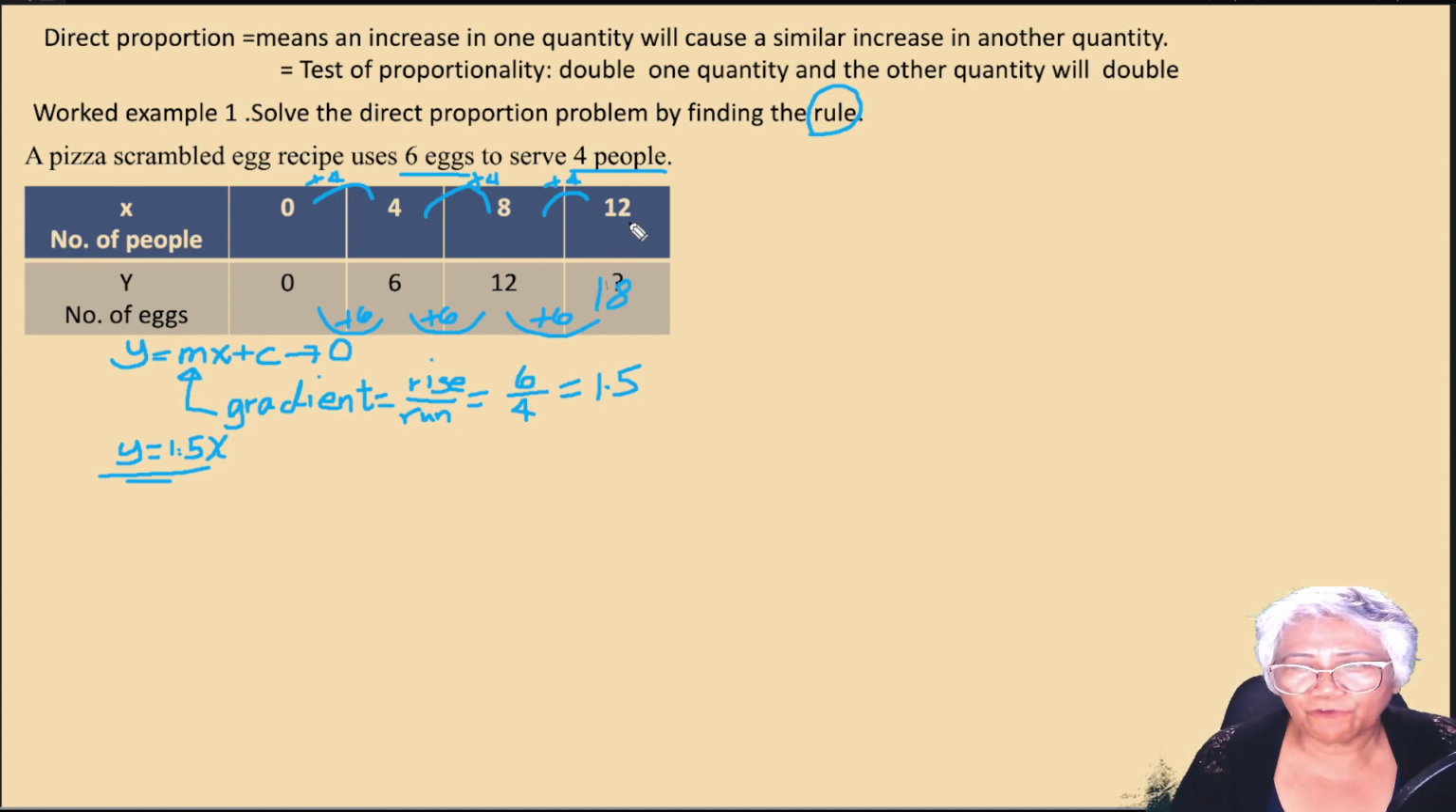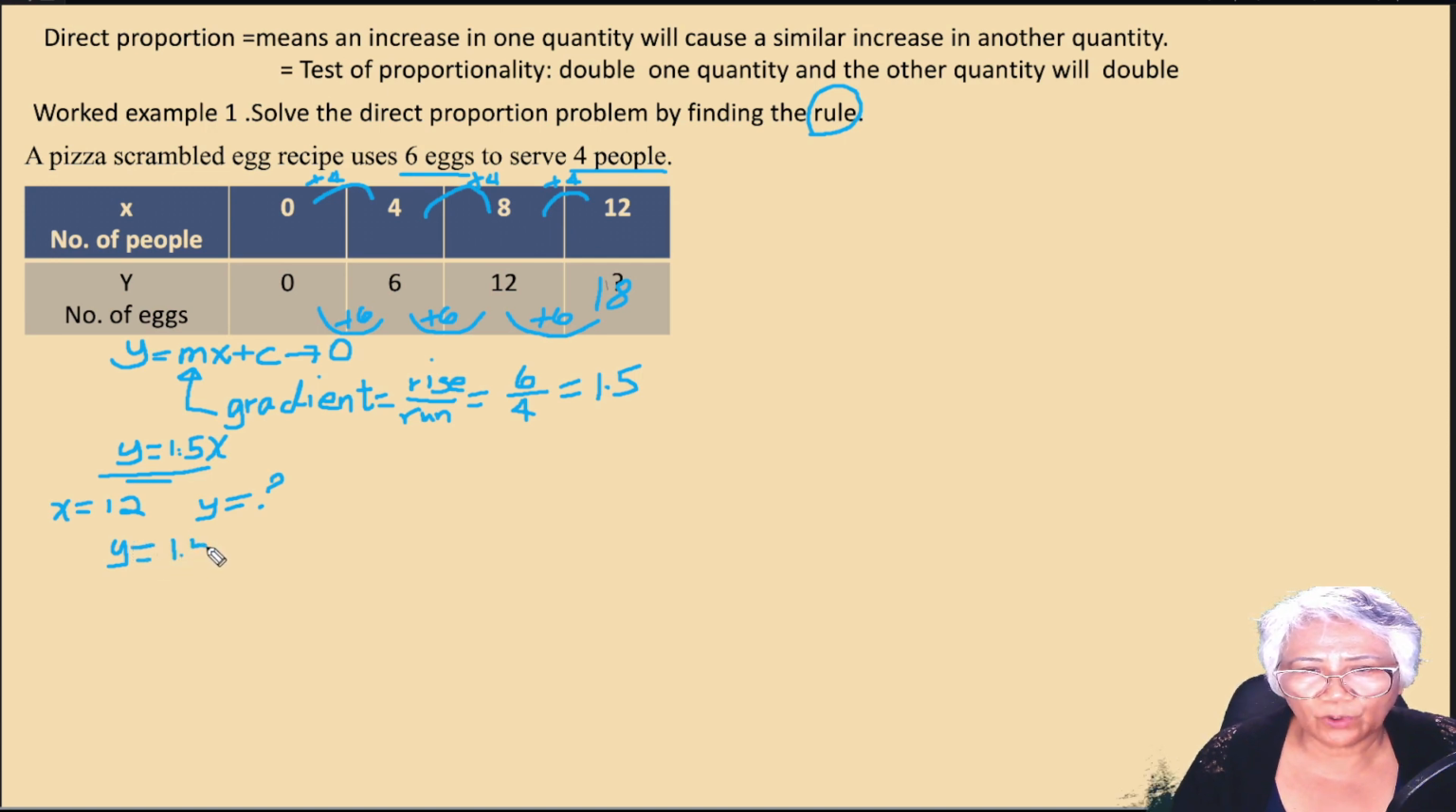Let's go back to the problem from a while back. If there are 12 people, how many eggs are needed? Using the table of values, we came to know that it should be 18. Now, let's prove that that is correct by using this equation. Your x, which is the number of people, is equal to 12, and your y, which is the number of eggs, is the one we're looking for. Now we're going to use that equation and substitute the given values.